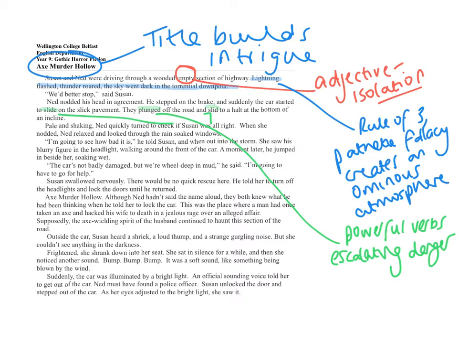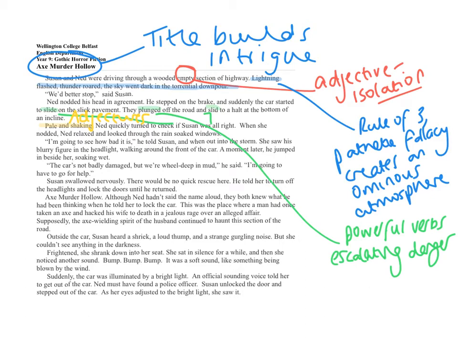Then we have this description of Ned. We're told that he is pale and shaking. And again, those words are adjectives which show Ned's fear, his increasing fear, as he worries about what they're going to do. Reading on then, of course, they begin to discuss the way ahead, what they're going to do.